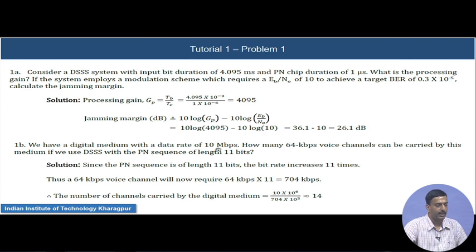Therefore, if the medium has a data rate of 10 Mbps, and each voice channel now requires a communication rate of 704 kbps, then dividing the two quantities, we see that 14 channels can be supported by this particular system.